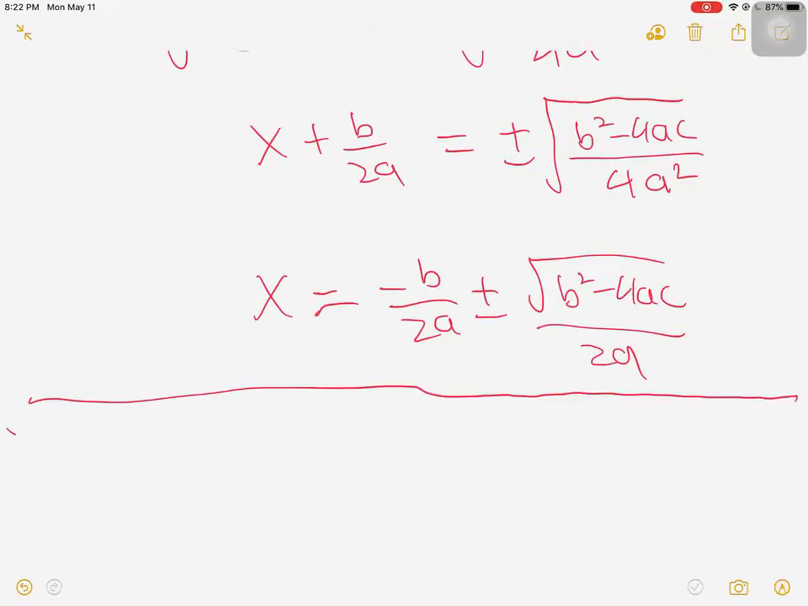Now you can type any questions you have in the chat if you want, but it's okay if you don't understand everything of this deriving.